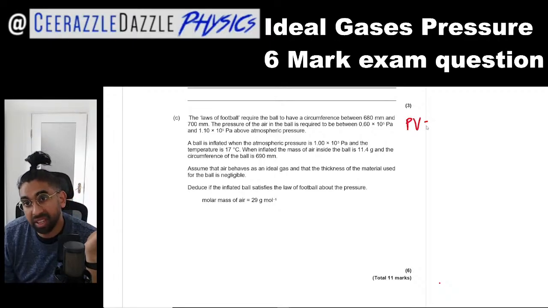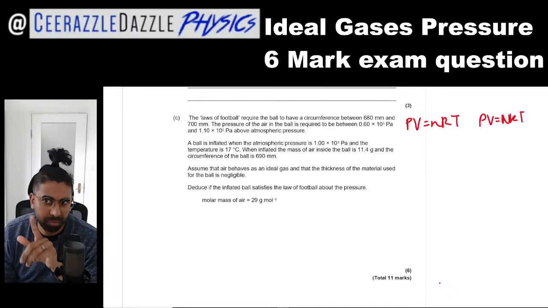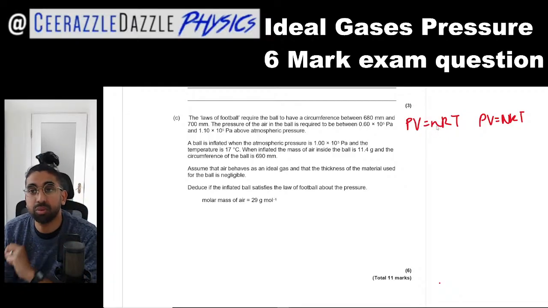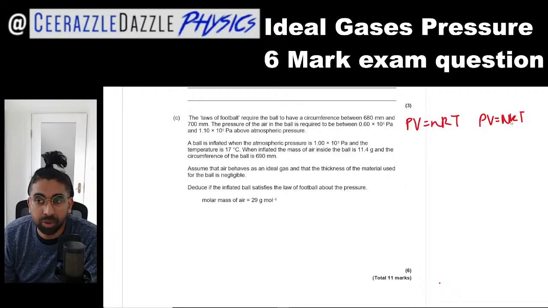formulas. PV is equal to nRT, and although we're not going to use it in this lesson, PV is equal to nKT. If you don't know what these formulas are, look in the description. I'll put my video link in the video which explains both of them. PV is equal to nRT and PV is equal to capital NKT. Lowercase n is the number of moles, capital N means the number of atoms or number of molecules here.